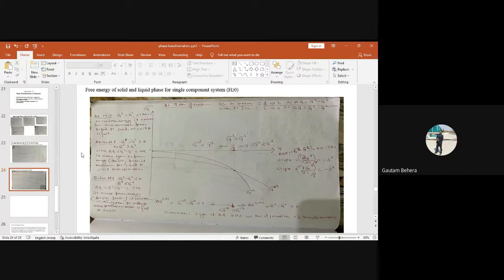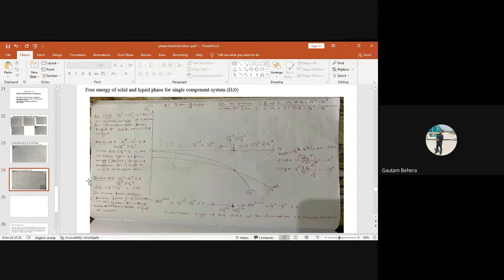Fine. Similarly, if you are above the melting point, free energy of solid minus free energy of liquid is greater than 0, right? Or GS is greater than GL. Free energy of solid is greater than free energy of liquid. So if this is the situation, then again there is no driving force for the transformation. Liquid will never transform into solid. You have to remember this point, right?